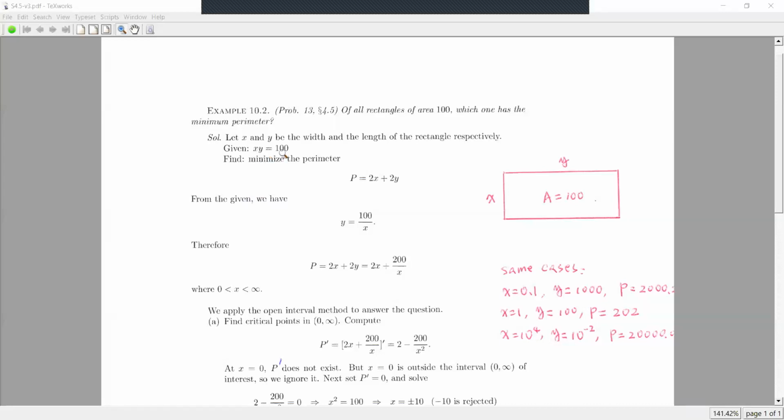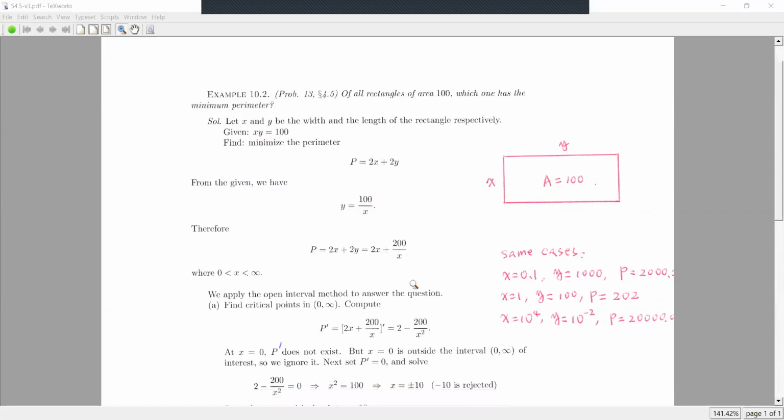From the given, we have y is equal to 100 over x. I plug this equation into the perimeter equation to eliminate y. Then I get P depends on only x. P is a function of x. x can be any number between 0 and infinity. This is the range that x can change.